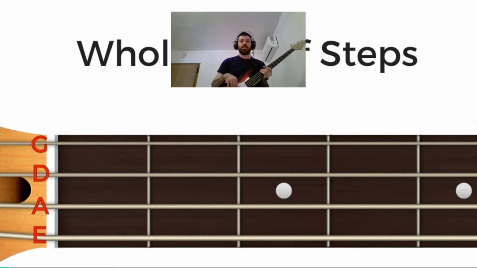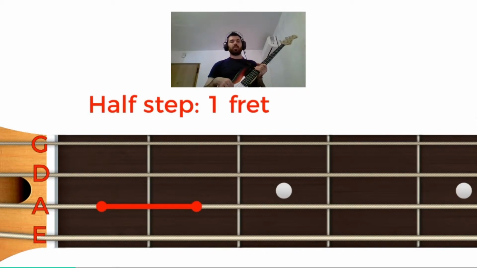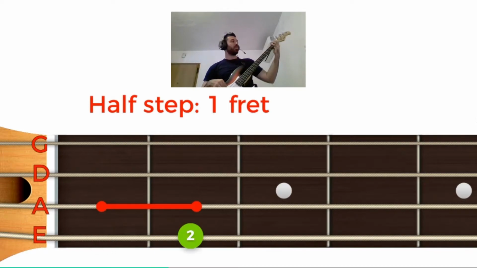Alright, let's have a look at the distance between notes. This is really important in seeing how notes work together in songs. The smallest distance between notes is called a half step, which just means a distance of one fret on the fretboard. For example, if I play fret 1, then fret 2, I've just moved a half step. The distance of one fret to the very next note, 1, 2.